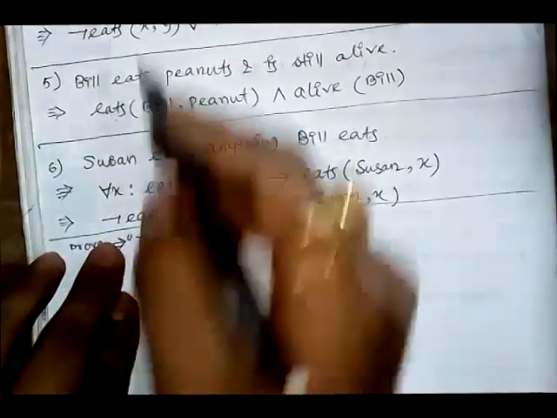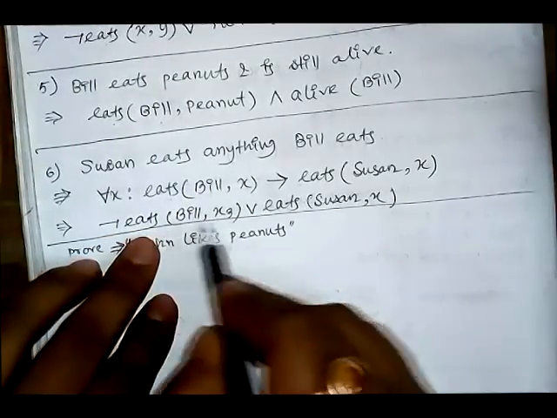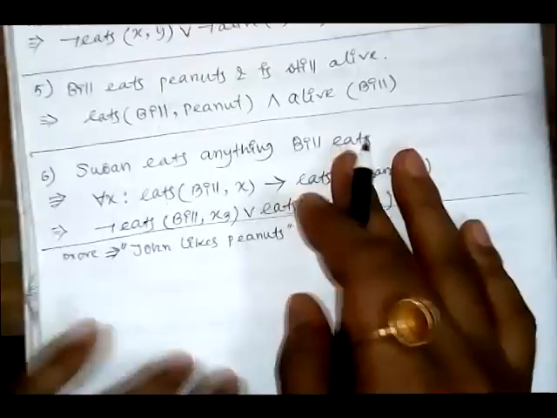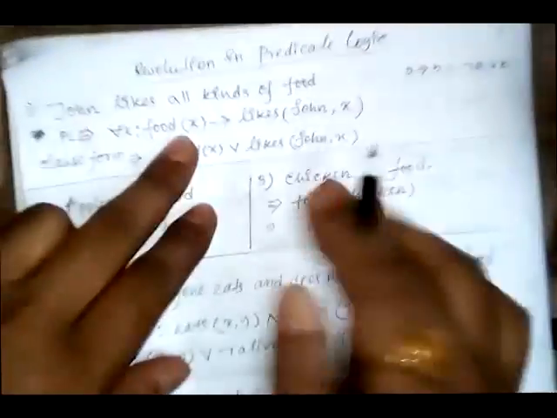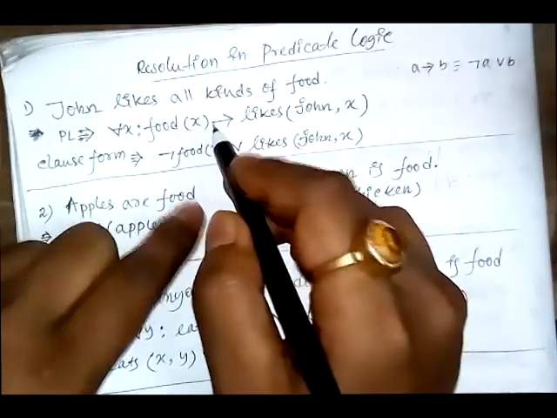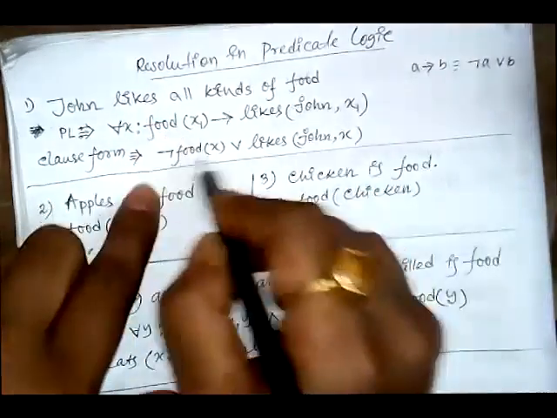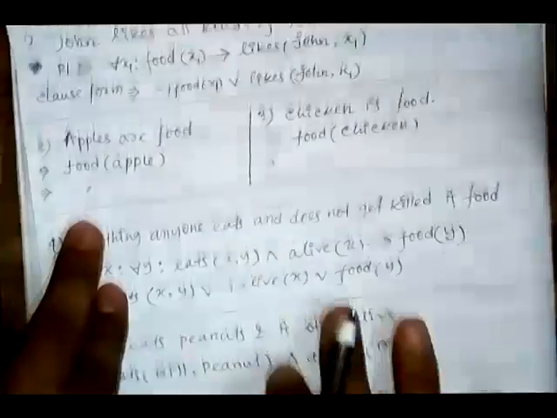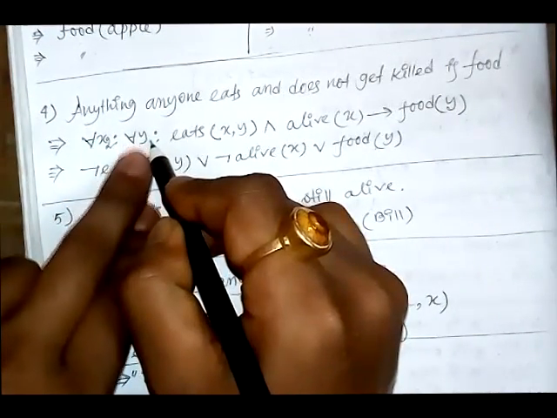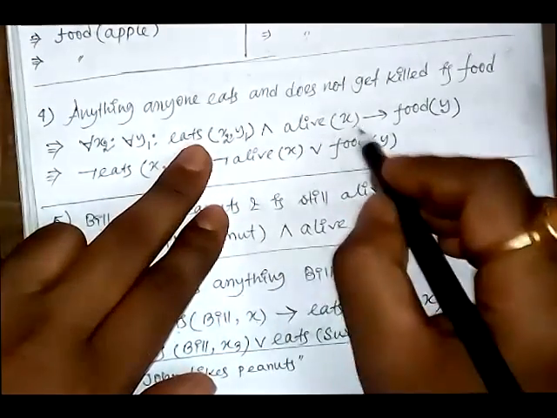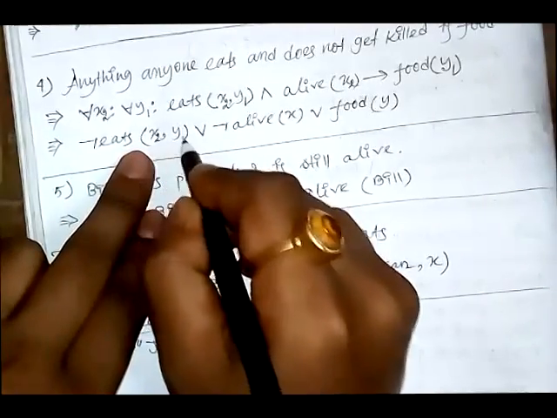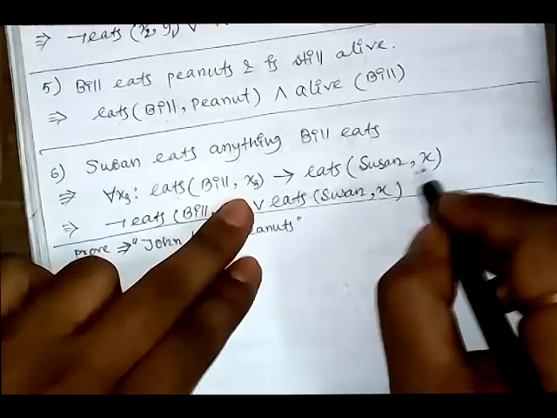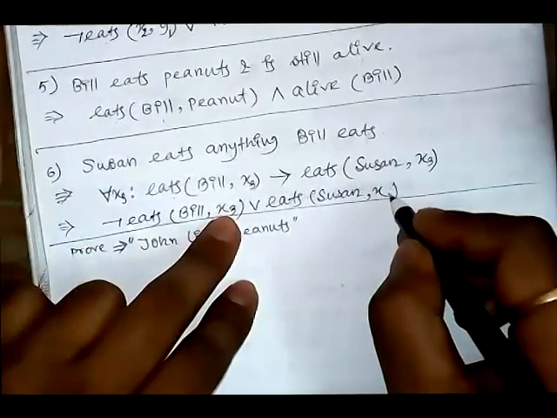Whenever we convert it into clause form, it will be not eats Bill x, or eats Susan x. Whenever we are going to do a resolution, we should better number those x for better understanding or readability. So write the first x as x1 in this way. Next x1 is here and we have to write x1. It is x2 and it is the first y, so write y1, x2 y1. Next there is x3, x3, x3, and this is x3.